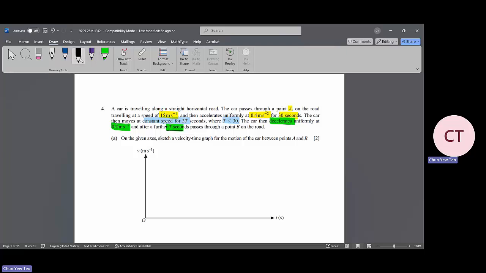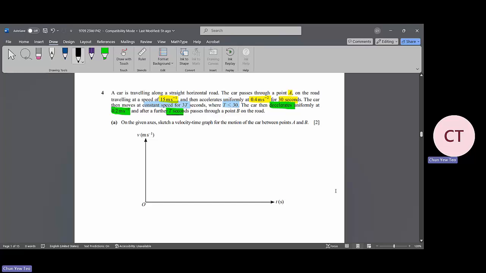Okay, so we have 3 different stages over here. So we need to calculate stage 1. Stage 1, you are having 15 meter per second over here. You accelerate for 30 seconds. Then we need to calculate this value. So to calculate this value, we just need to use the formula v equal to u plus at. The acceleration given in the question is 0.4. So this one is 27. So over here we found that this is 27.